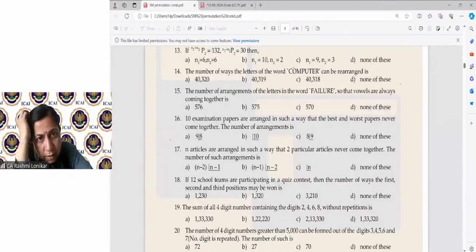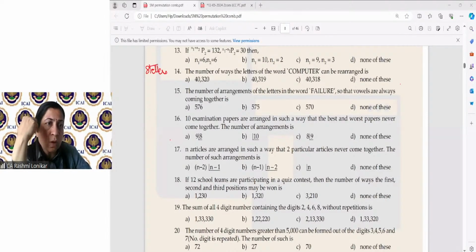The number of ways the letters of the word computer can be rearranged is. How many letters are there? 1, 2, 3, 4, 5, 6, 7, 8. Are there any letters which are repeated? No. So there are 8 letters, and none is repeated, so there is nothing to worry about. That is 8 factorial ways, which is 8P8. You know 8 factorial is 40320. So A will be the correct answer.